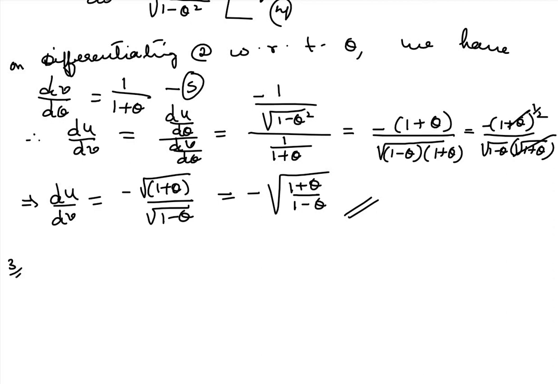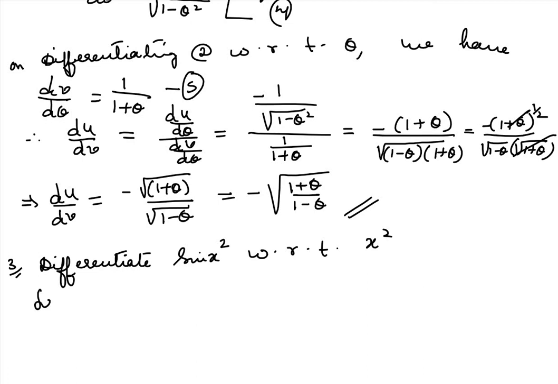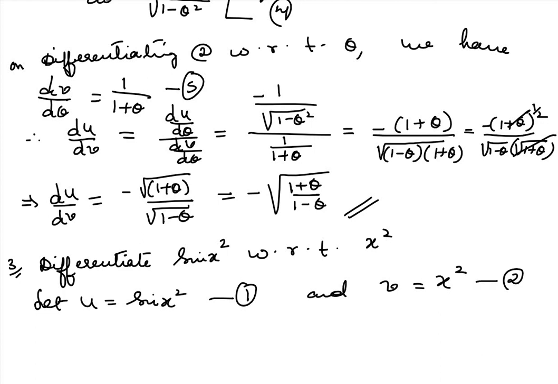Okay, I'll do one more problem here. Differentiate sine x square with respect to x square. Same thing, what you need to do is to take u is equal to sine x square, name it as equation 1, and v is equal to x square as equation 2. You differentiate this u with respect to x, differentiate v with respect to x separately, and then after that you can find out what is du dv.